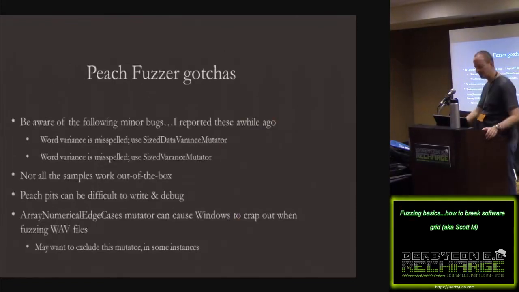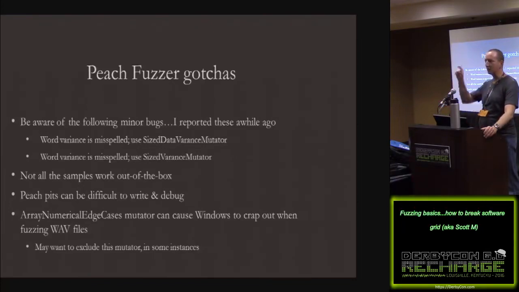There are some gotchas with the community edition of Peach Fuzzer. I reported these bugs a while ago and essentially got back a response saying, well, we're more interested in our paid product, so we'll get to this eventually. Okay, well, that's fine. No big deal, really. These mutators are simply misspelled. So if you spell them correctly, they won't work properly, so you have to misspell them there.